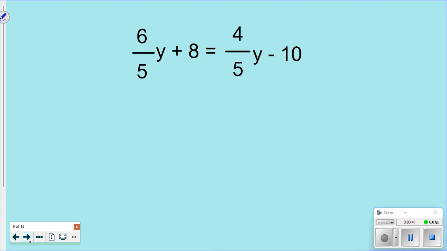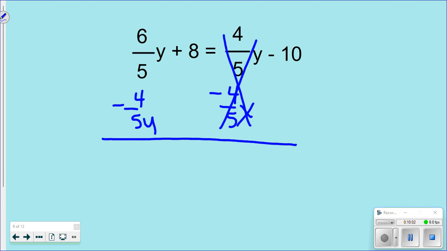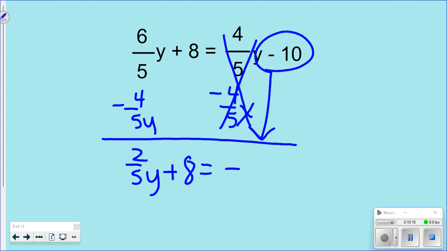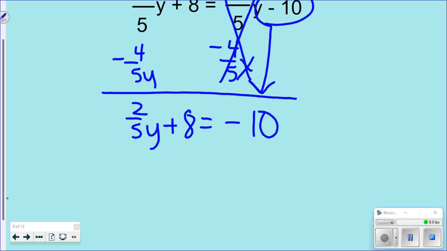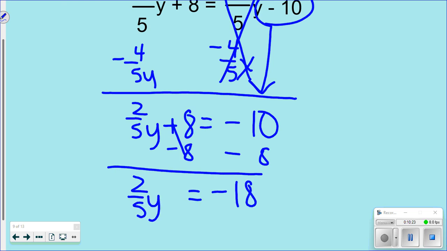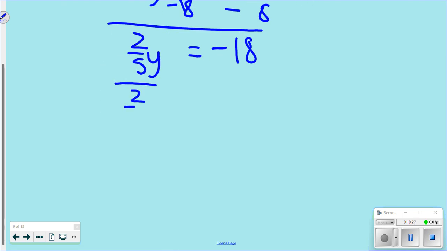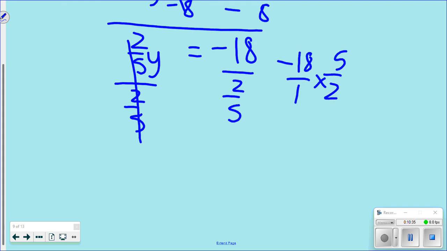Okay, I'm going to do one that has a fraction with it. Don't worry, you can do it. I know you can do it. So I have 6/5 y and I have 4/5 y on the other side. So I'm going to get rid of the 4/5 y here, cancel out, and I'm going to get rid of 4/5 y here because it's me taking out the same thing. So what I'm going to have left over here is 2/5 y plus 8 equals, this whole thing is going to come down as a negative 10. I'm going to minus 8. I'm going to minus 8. This is going to keep change. I'm going to have 2/5 y equals negative 18. Divide by 2/5. Now, this is just what we've done in the past. Goes in once, goes in 9 times, and I get negative 45.